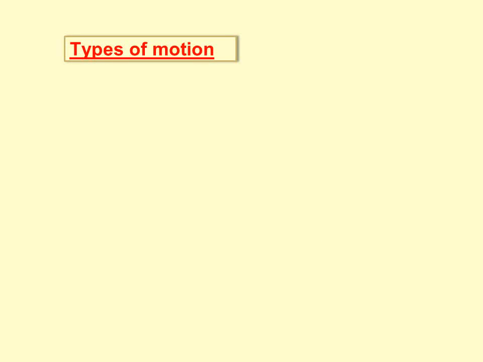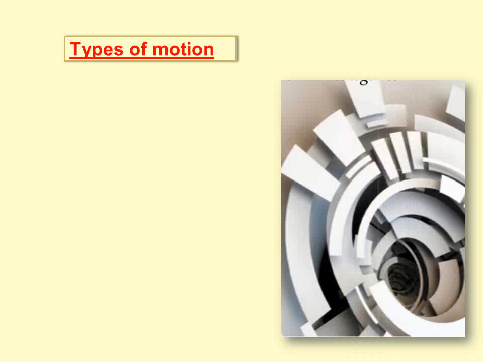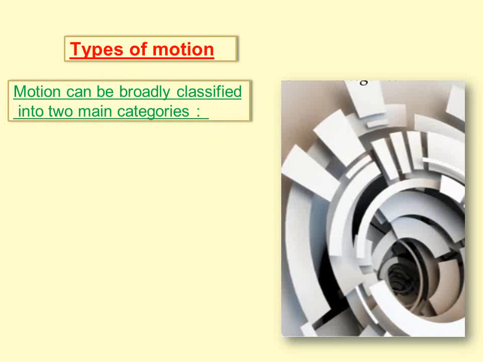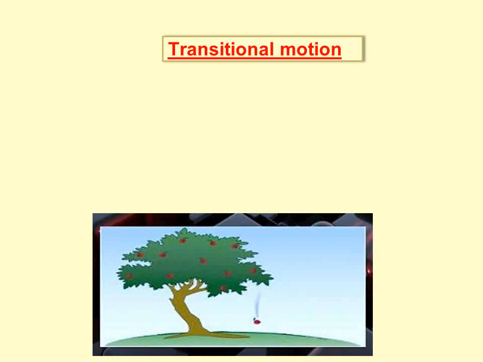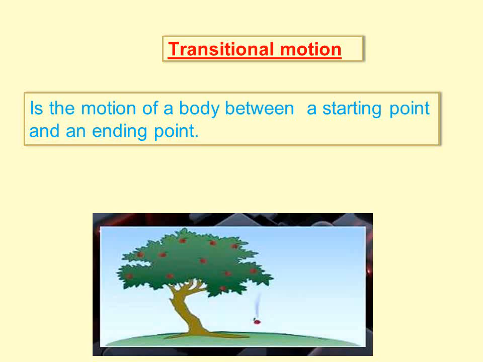We have different types of motion. Let's remember them. We studied them before. Motion can be broadly classified into two main categories. Number one, translational motion. The second one, periodic motion. Let's discuss the first one, translational motion, like an apple falling on the ground. It is the motion of a body between a starting point and an ending point.